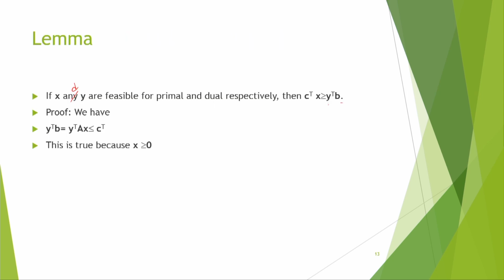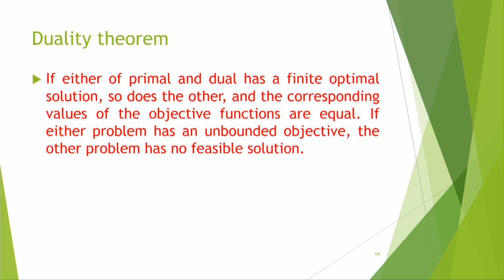So, proof. We have YTB is equal to YTAX, because B is equal to AX here. And YTA is smaller than CT, so therefore it becomes CTX. So YTAX is less than or equal to CTX. This is true because x is greater than or equal to 0. So this is done. The proof is that simple.